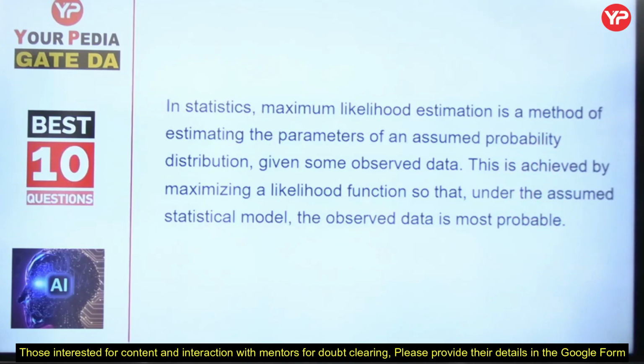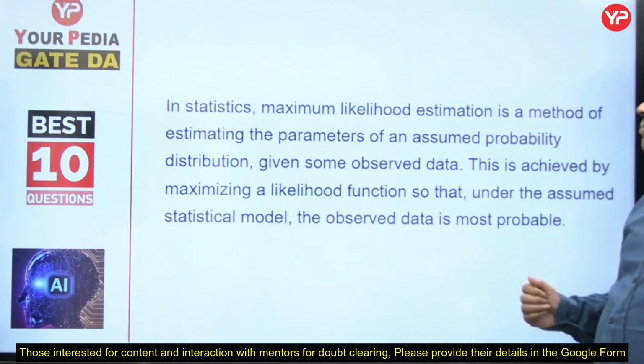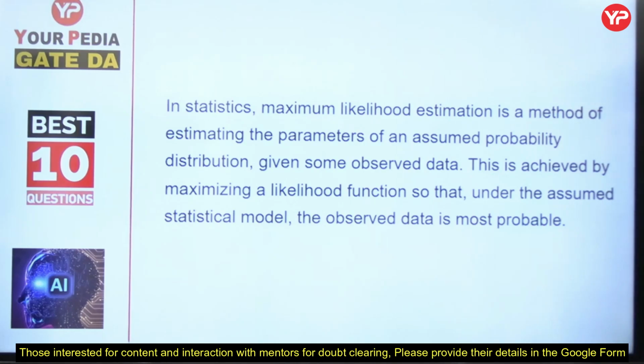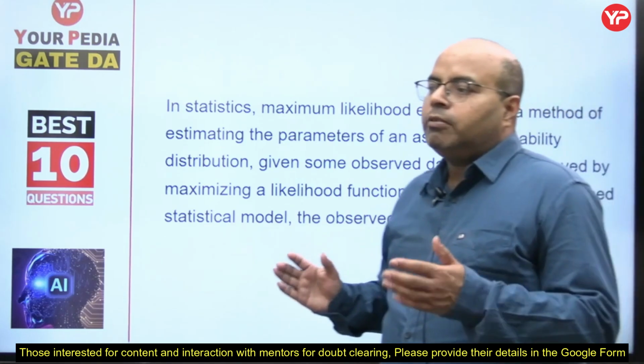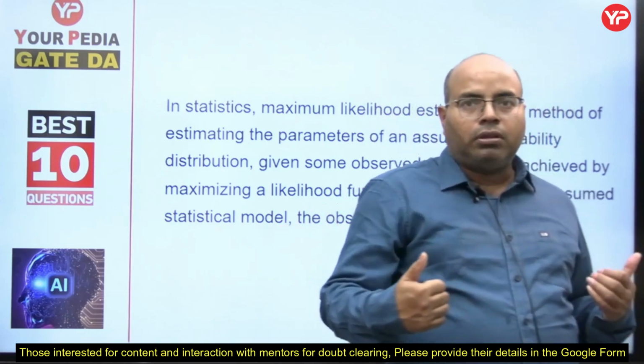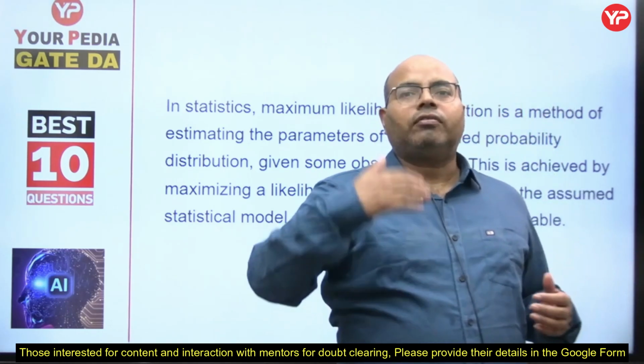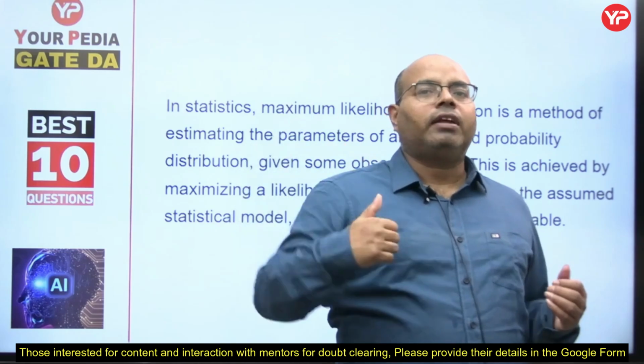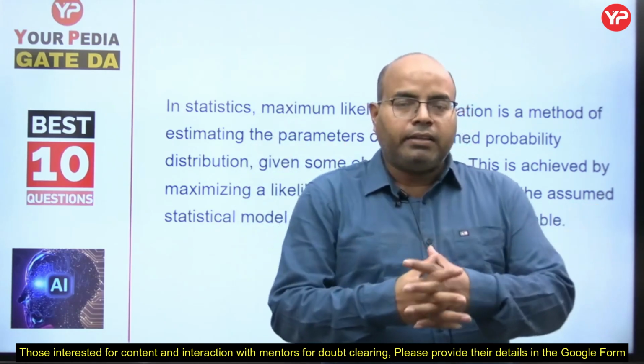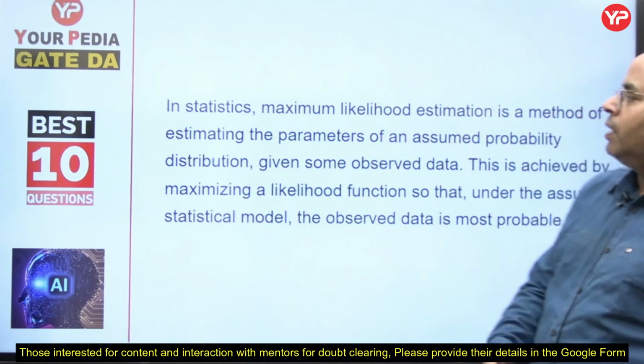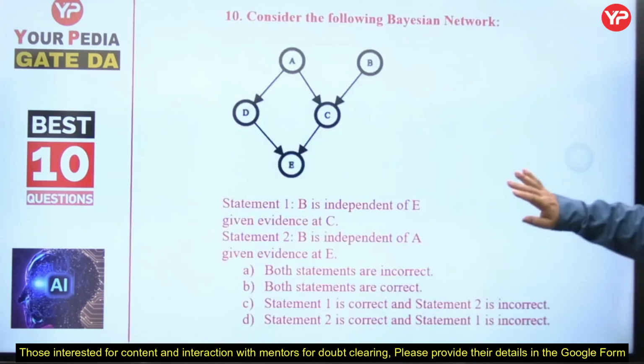In statistics, maximum likelihood estimate is a method of estimating the parameters of an assumed probability distribution given some observed data. So whatever we have observed, on that basis we are estimating something, that is MLE, maximum likelihood estimate. And when we take prior knowledge also into account, the knowledge we have had from long back, if we combine that, it becomes MAP. That's the way it goes.